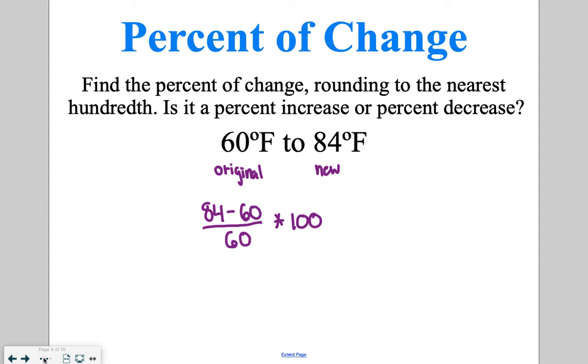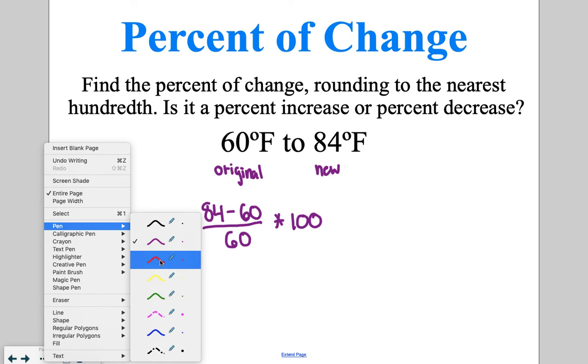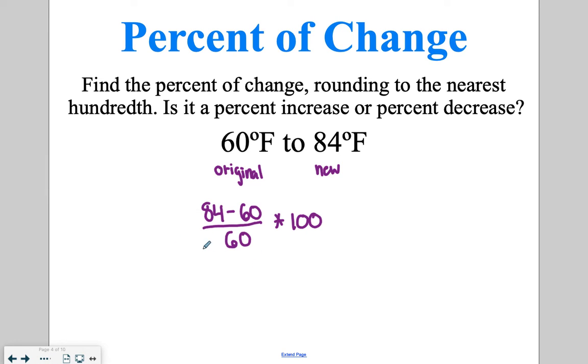From here, my advice to you is before you plug this into the calculator, you solve the numerator. So you solve 84 minus 60, which is going to give you 24. Now you can plug in 24 divided by 60 times 100 directly into your calculator. And when you do that, you get an answer of 40%.